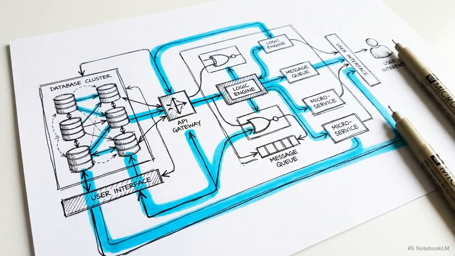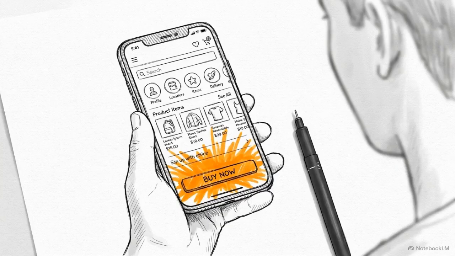White box testing verifies the internal structural integrity of the machine, but developers must ultimately rely on black box testing to ensure the machine actually solves the user's problem in the real world.